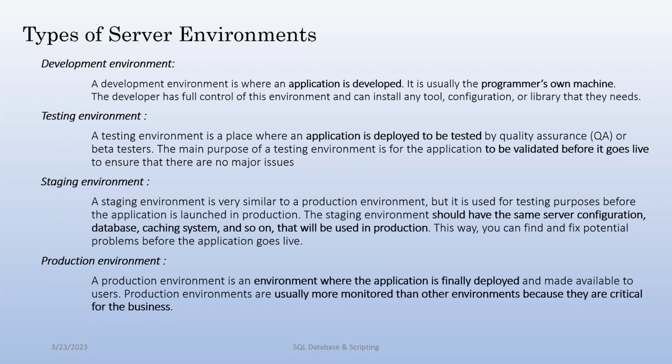The third one is the staging environment. The staging environment is nothing but a pre-production environment of the production environment, right? It should have the same configuration, database and caching system. That's why it is called pre-production. Whatever configuration we maintain on the production server, we maintain the same configuration in the pre-production environment, right?